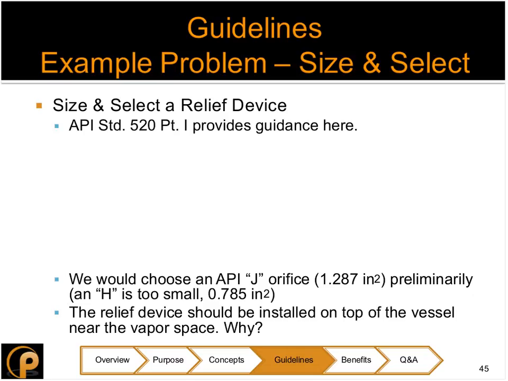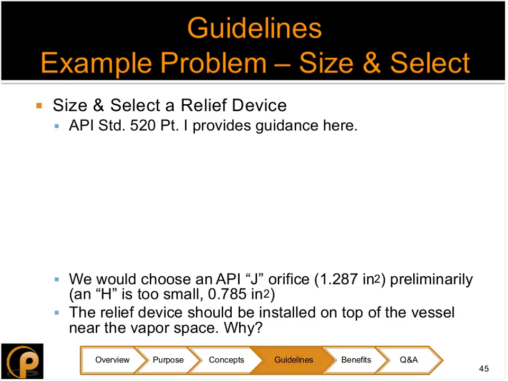I've got some notes. The area required for our fire case was 0.967 square inches, and the area required for automatic control valve failure of that air regulator was 0.563 square inches. So we have to choose a J in this case because it's 1.28 square inches, and an H would be too small, at 0.75 square inches.